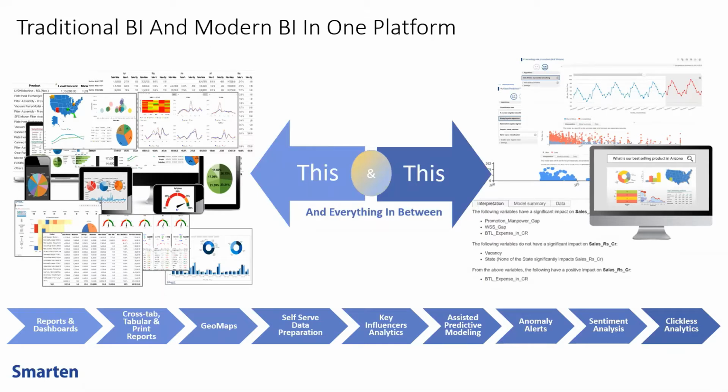Smarten also offers advanced analytics capabilities such as self-serve data prep, which helps business users or someone in IT who does not know ETL or SQL to prepare their data on their own without any coding or scripting. Key influencer analytics, which helps you identify the important elements from your data. Assisted predictive modeling that helps business users with no data science background to create, share, and use predictive models on their own. We will be shortly introducing anomaly alerts as well to enable management by exception. So you get notified when certain statistics change or certain ranges within your data change.